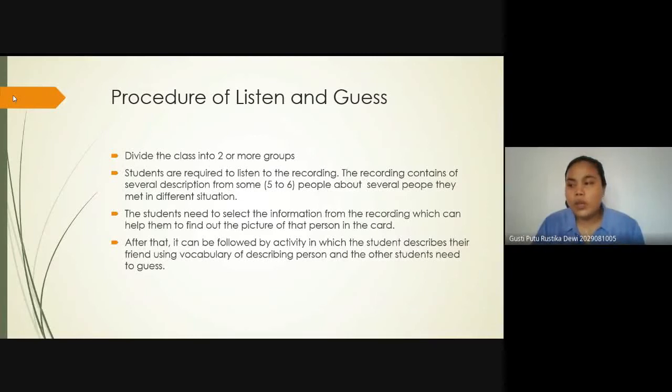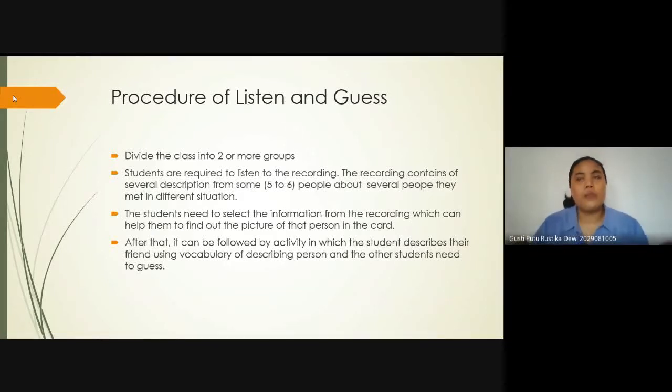The next, divide the class into two or more groups. In this kind of situation, it depends on the class. If it is large class, so you have to divide it into four or six groups. And then if it is just small class, you can divide it into two groups. Next, the students in the group are required to listen the recording. The recording contains of several descriptions from some people about several people they met in different situations.